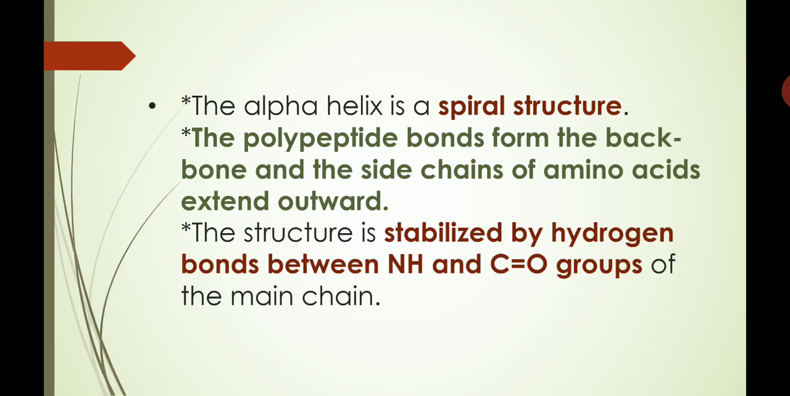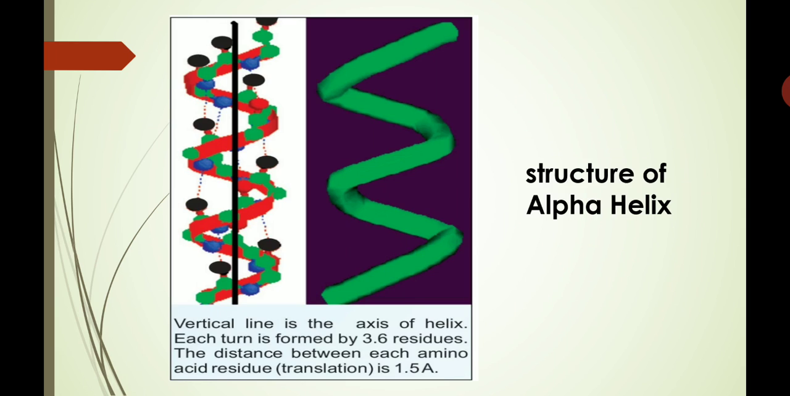It is a spiral structure. The polypeptide bonds form the backbone and the side chains of amino acids extend outwards. The structure is stabilized by hydrogen bonds between NH and CO groups of the main chain. Here in this diagram we can see the structure of the alpha helix. We can see a vertical black line, which is the axis of the helix, and each turn is formed by 3.6 amino acid residues, and the distance between each amino acid residue is 1.5 angstrom.